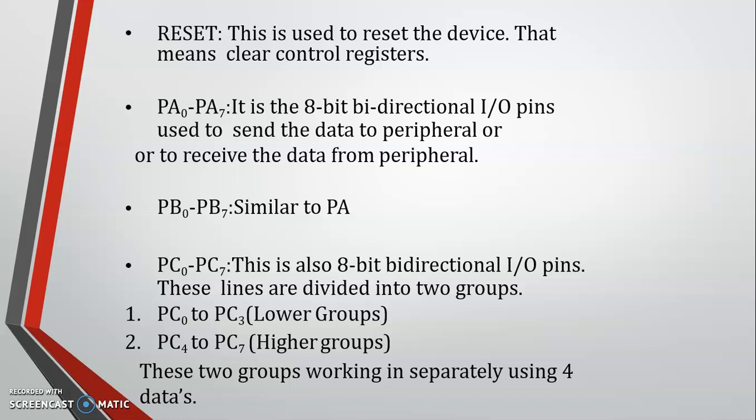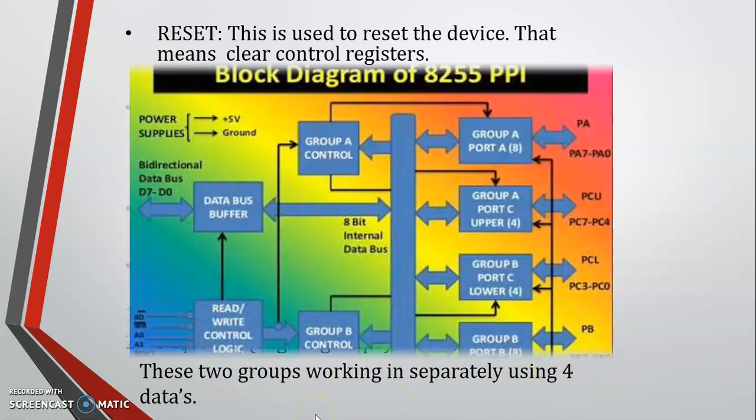Then other pins are PA0 to PA7, PB0 to PB7 and PC0 to PC7. These pins are related to the ports. They are 8-bit bidirectional input-output pins used to send data to the peripheral or to receive data from the peripheral. Port C is divided into two groups, PC0 to PC3, the lower group, and PC4 to PC7, the higher group, and these two groups work separately using these 4 data lines.